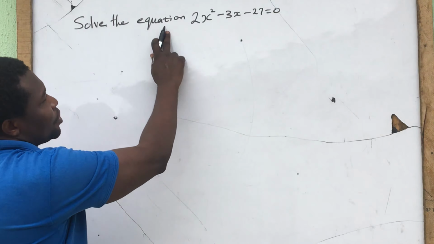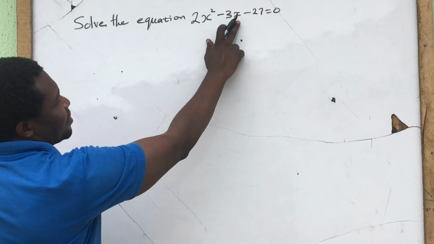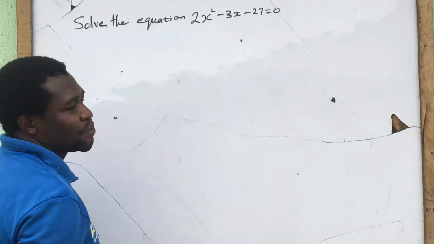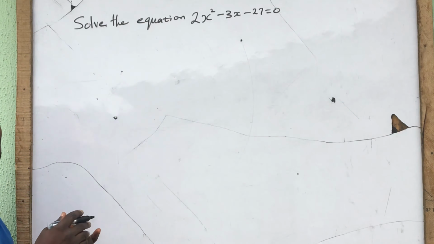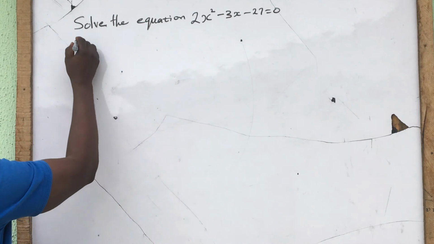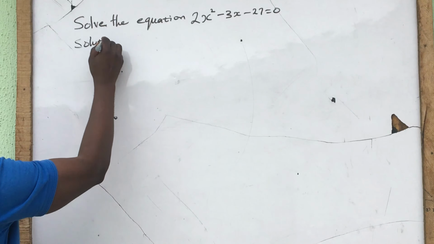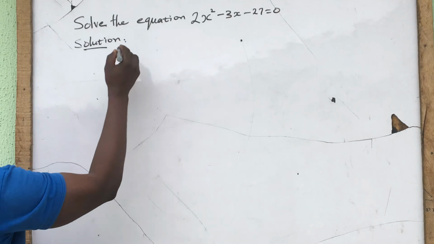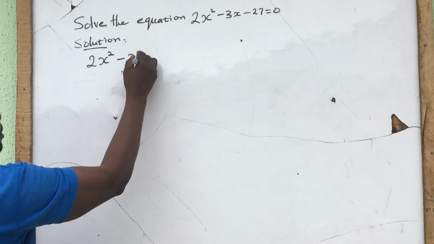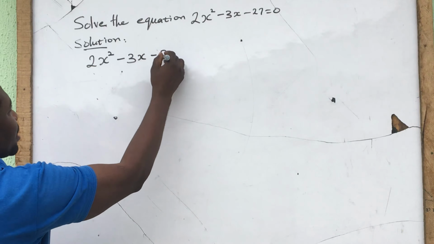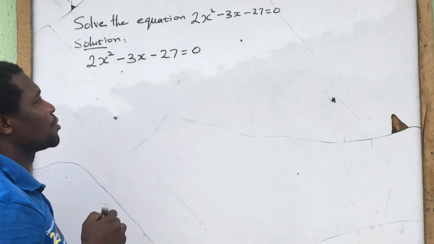Solve the equation 2x squared minus 3x minus 27 equal to 0. This is a quadratic equation. Let's solve it together by factorization method. So let's solve it together. So that is 2x squared minus 3x minus 27 equal to 0.